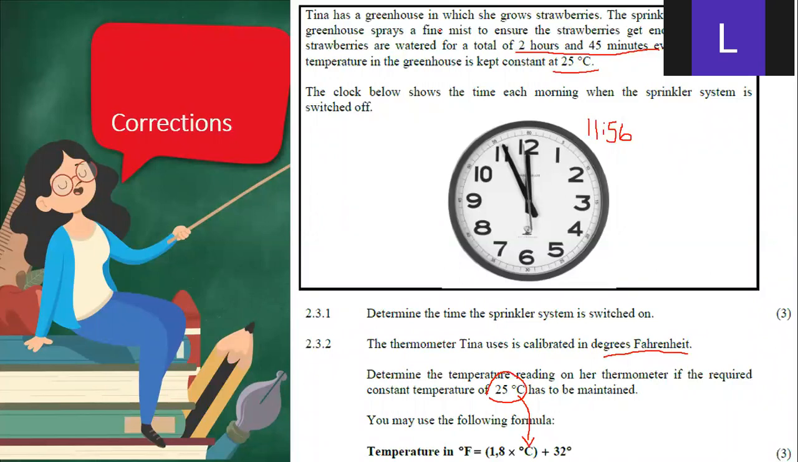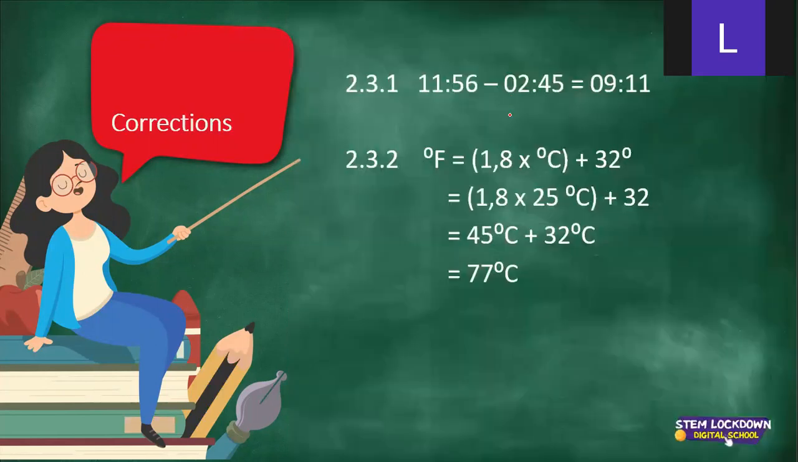But let me give you my answers so that you can compare your answers to mine. There's my answer for number 1: 11:56 minus 2 hours 45 minutes. You need to write it in a 24-hour format, and then this person started watering at 9:11. So that was simple. Probably give you a mark for that and a mark for that.